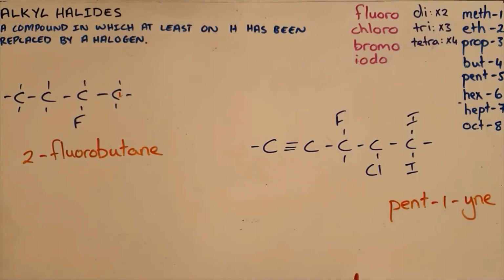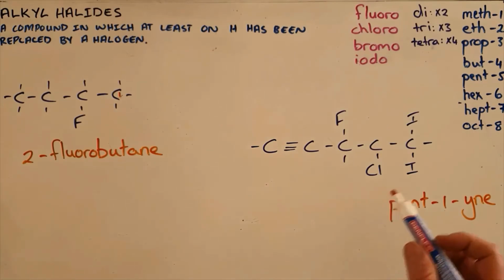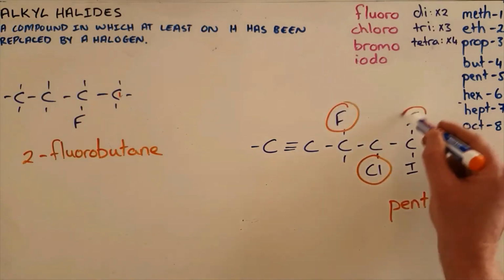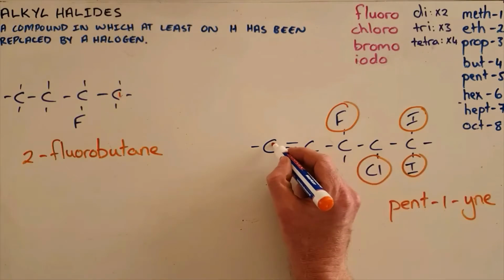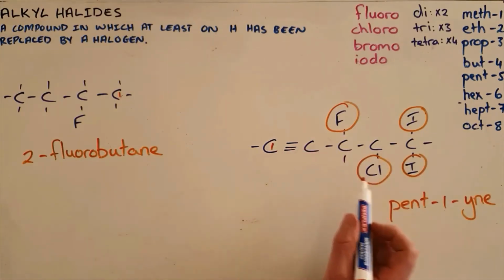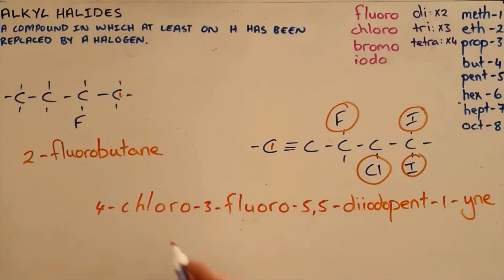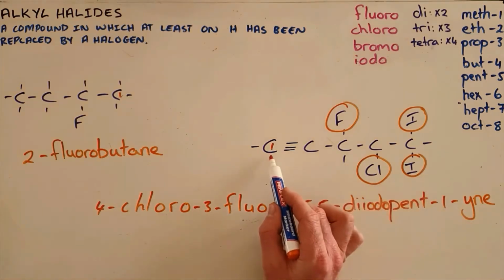And we can now see that there are 4 alkyl halide branches here, those being a fluorine, a chlorine, and 2 iodines. And since we have started numbering with this as carbon number 1, we must continue doing that in naming the entire compound: 4-chloro-3-fluoro-5,5-diiodo-pent-1-yne. A couple of things to note with this name. Firstly, the alkyne, the triple bond functional group, takes preference over all of the others, which is why we always number from the side that gives that the smallest positional number.